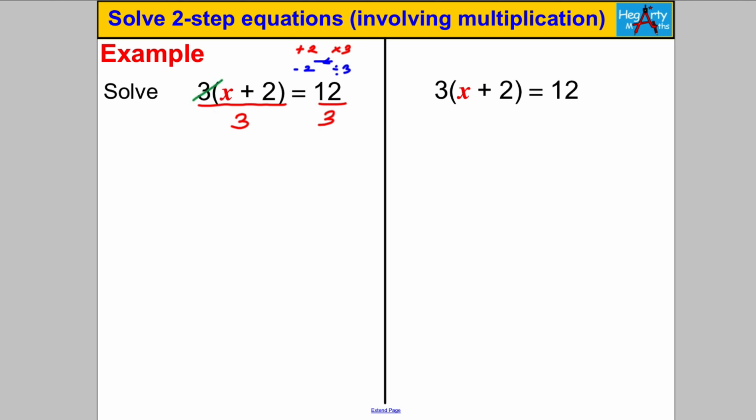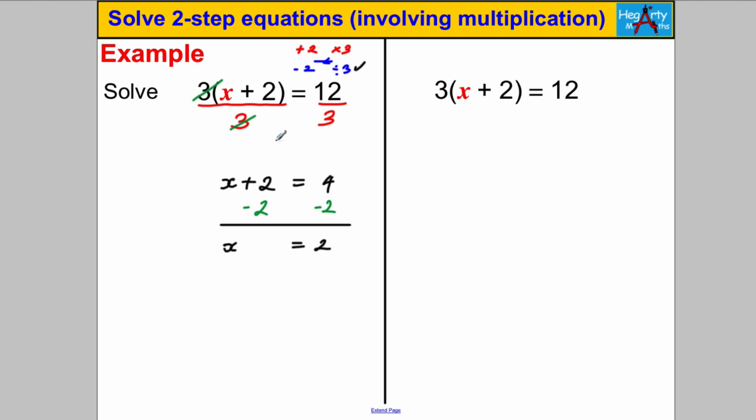And the 3's cancel. And what are we left with? We're left on the left hand side with x add 2 is 12 divided by 3, which is 4. So I've done the divide by 3. Let's subtract 2 off both sides. Subtract 2 off here. Subtract 2 off here. And I'm going to get myself x is therefore equal to 2.